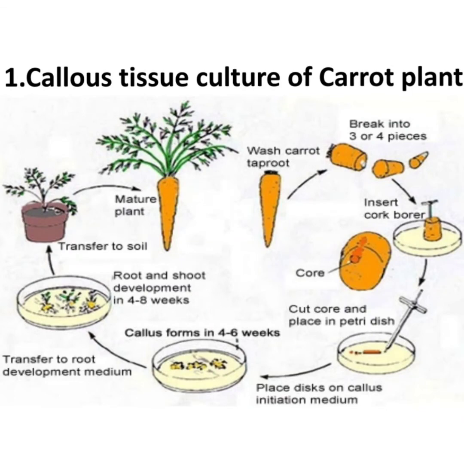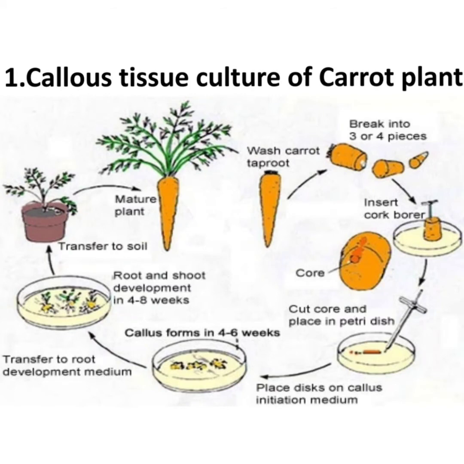Now the first is the callus tissue culture of carrot plant. The tap root, which is a carrot, is taken and washed. It is broken into 3 or 4 pieces and a cork borer is inserted and a core is made. The core is cut and placed in a petri dish. The discs are placed in an initiation medium. Callus forms in 4 to 6 weeks.